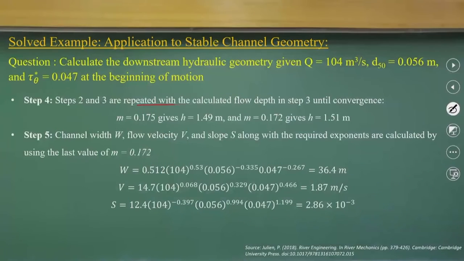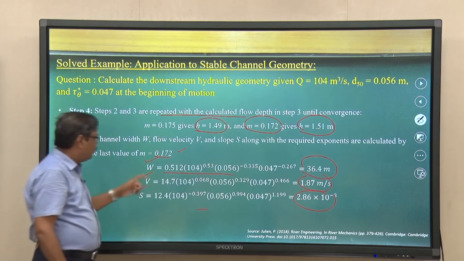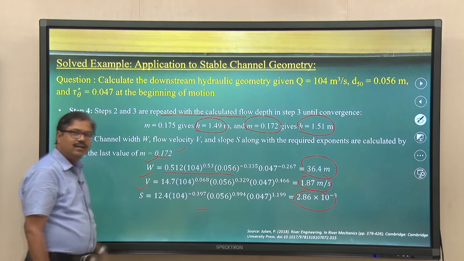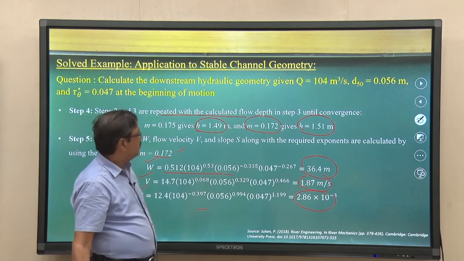If you do these calculations repeatedly till it converges, h equal to 1.49 and m equal to 0.17 gives h equal to 1.51, and the difference is not much. In that condition, we can fix that and compute m equal to 0.172. Then flow depth, width, velocity and slope are obtained using this empirical equation. So, this is what we can use from D50 values and all to compute the flow width, the velocity and the energy slope gradients. That is for the downstream hydraulic geometry.